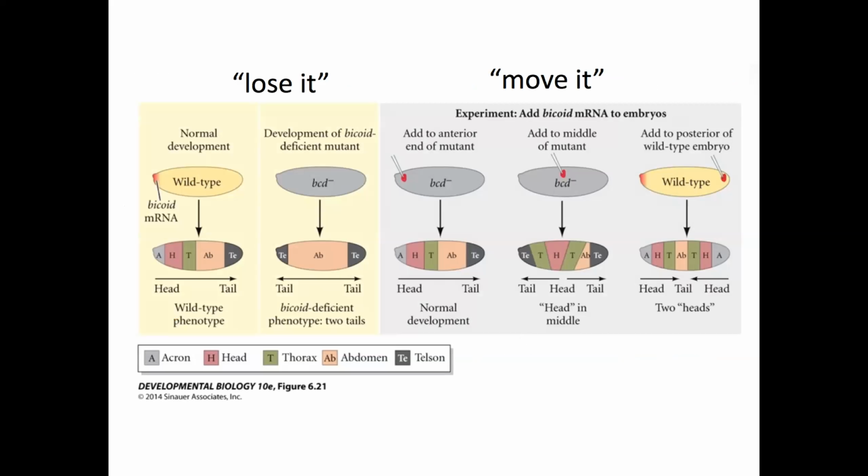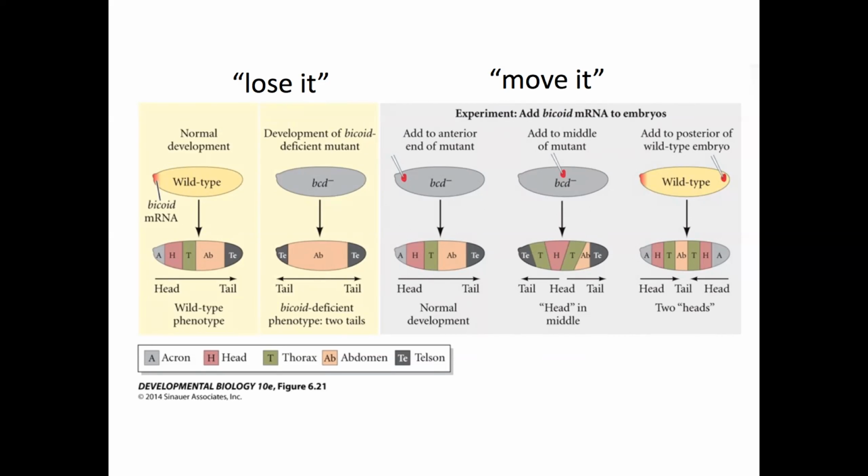Then the next thing was to lose it. So like I mentioned, have embryos from Bicoid mutant mothers. And what they observed is that the anterior structures were lost and the two tails developed. But the interesting thing was the strategy that they adopted to move it.